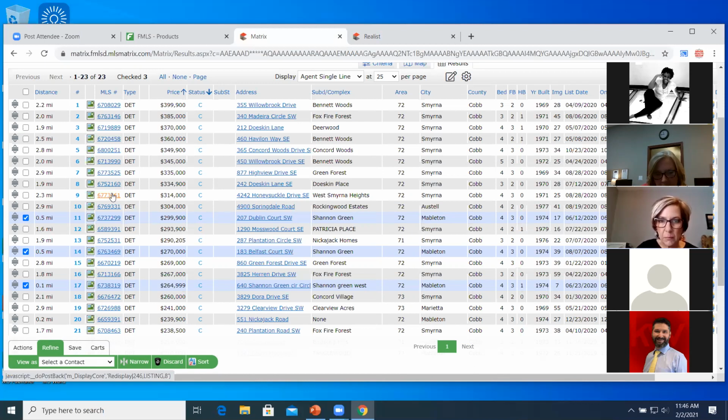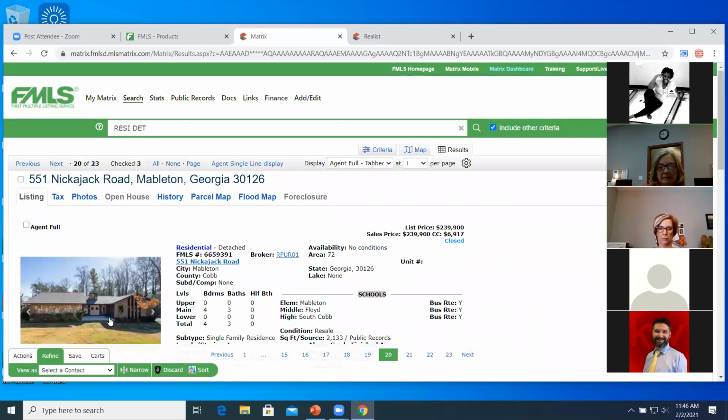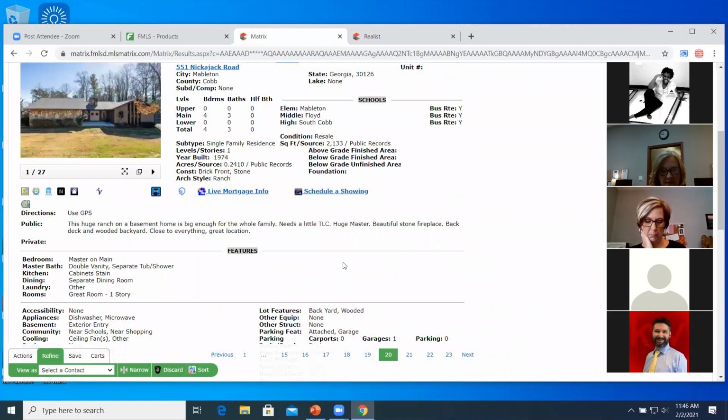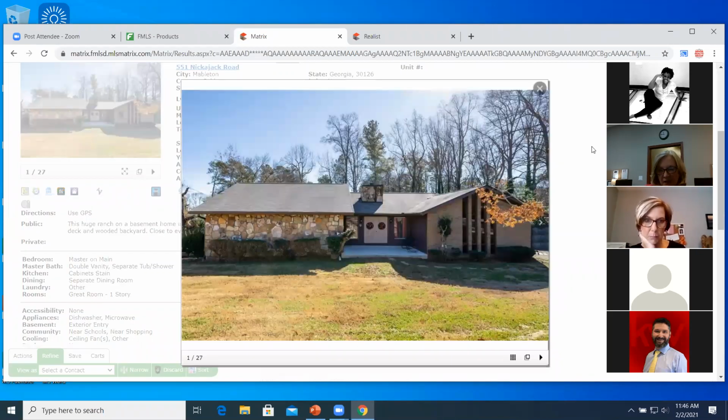There's one down here at the bottom that's 239, and only because I'm curious, I'm going to look at it. Okay, it's much smaller square footage, 2,133 square feet. See that over there. It is a 4.3. My guess is that it says it has a basement exterior, but it doesn't say there's anything finished in it. Built in '74. I'm going to look at it just because.